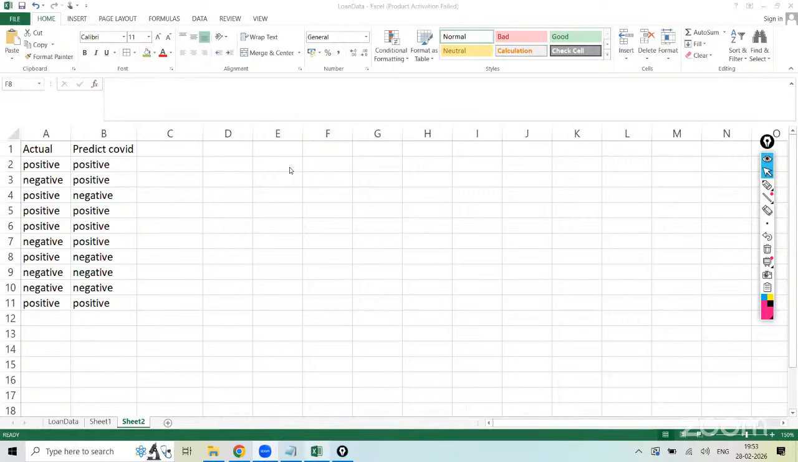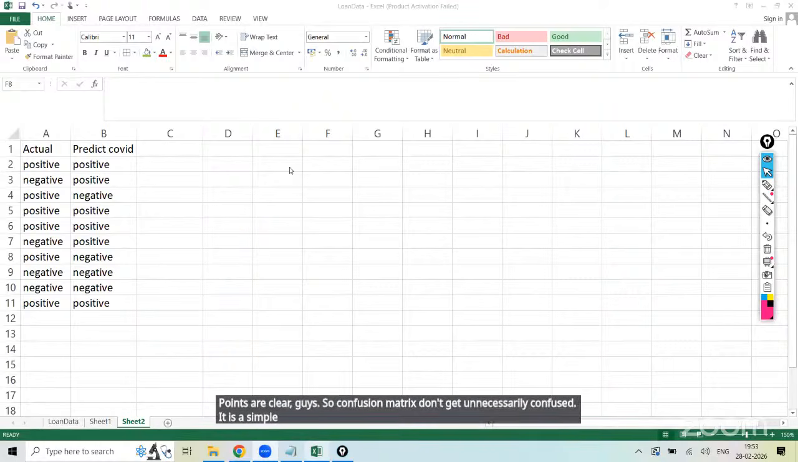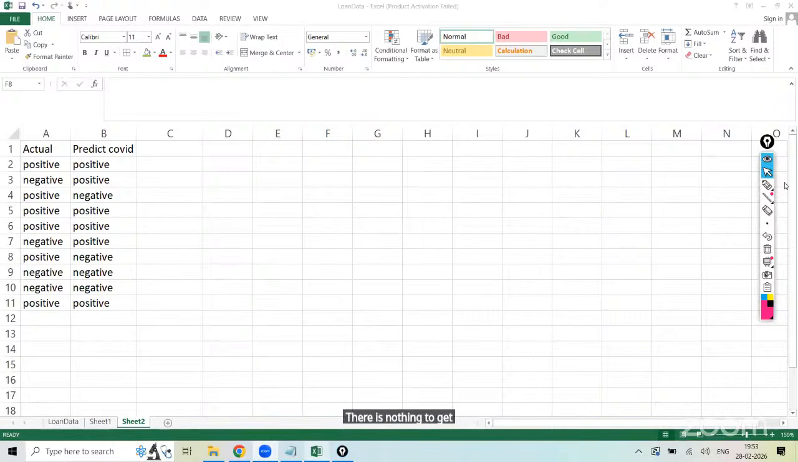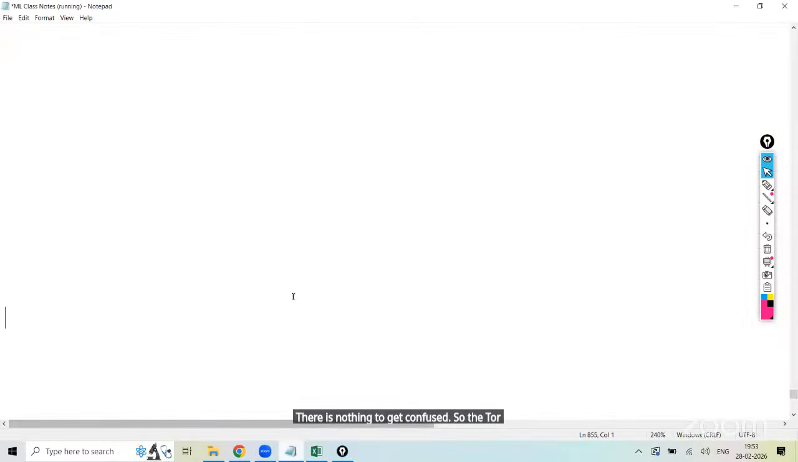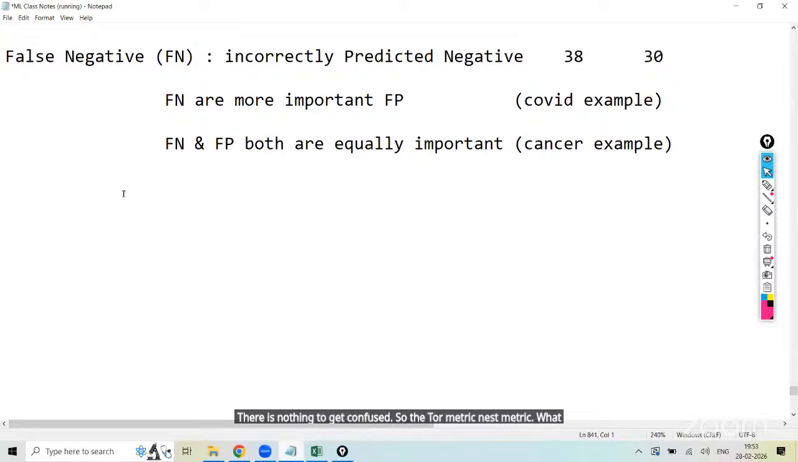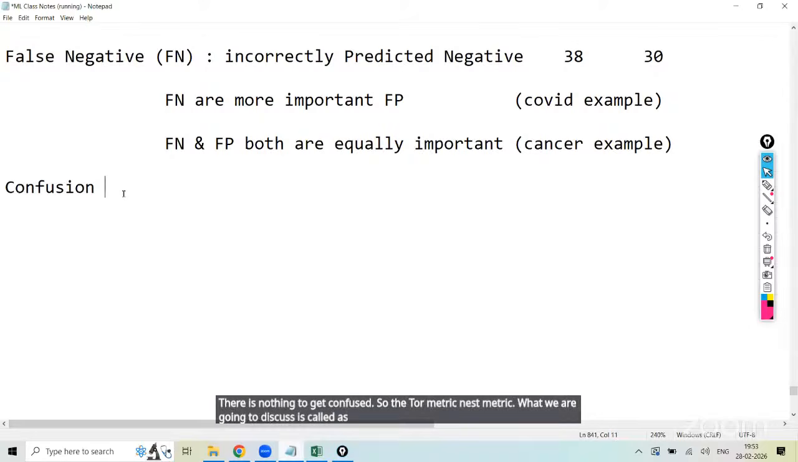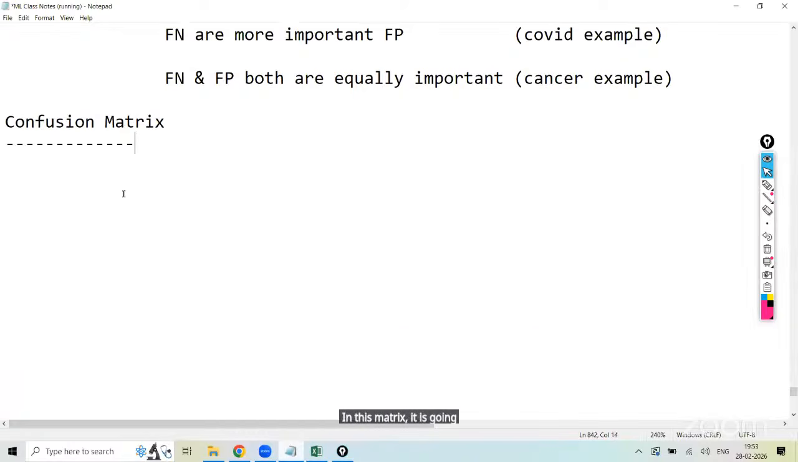Points are clear, guys? So for the confusion matrix, don't get unnecessarily confused. It is a simple matrix. There is nothing to get confused about. The third metric, the next metric we are going to discuss, is the confusion matrix. In this matrix, we fill in the four values.